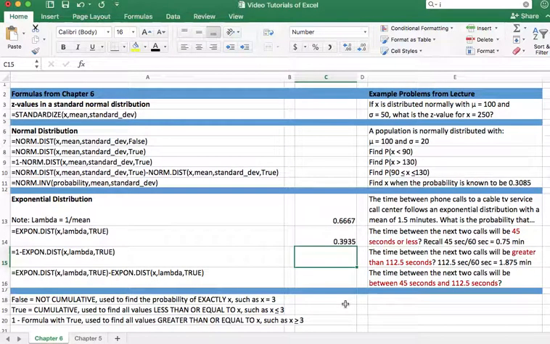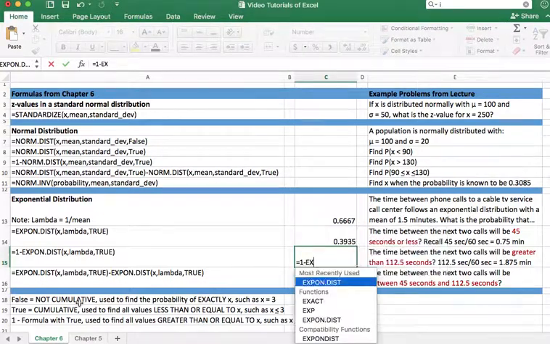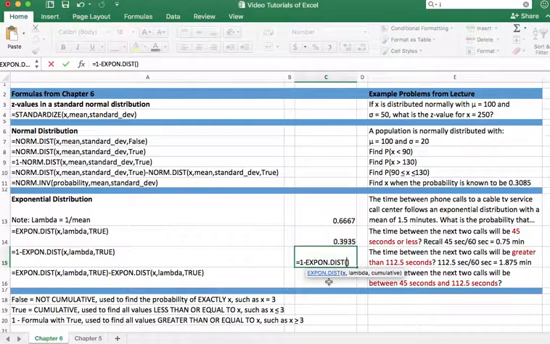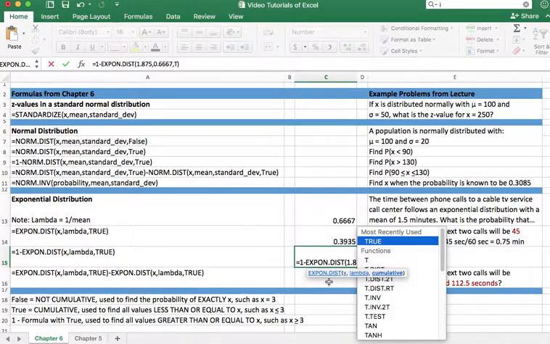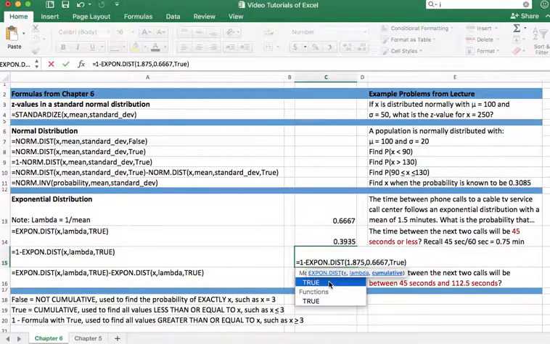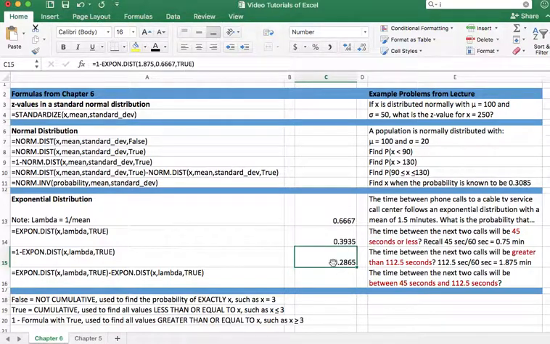So go ahead and do equal sign. We'll do 1 minus exponential distribution. Our x is the 1.875, comma, our lambda is our 0.6667, comma, true, and hit enter. So the probability that the time between two calls will be greater than 112 and a half seconds is 0.2865.